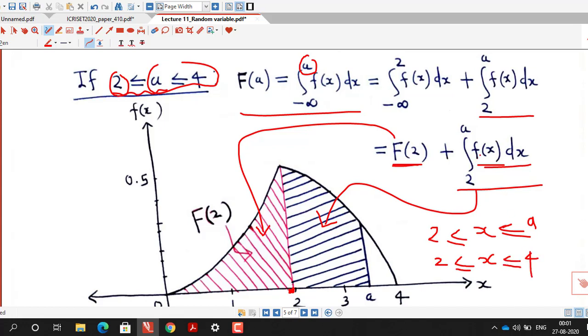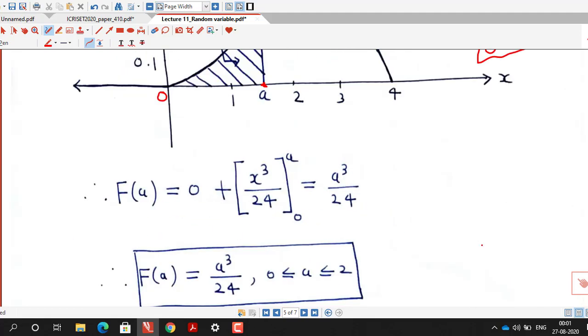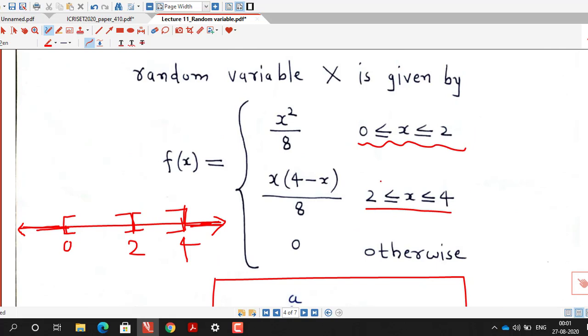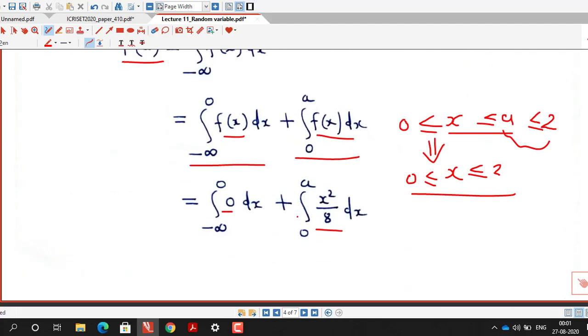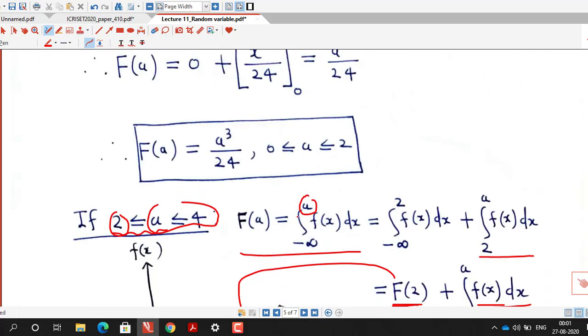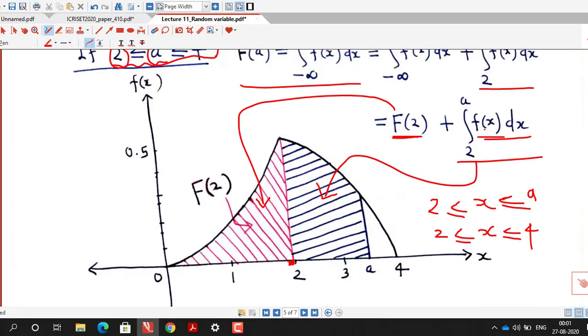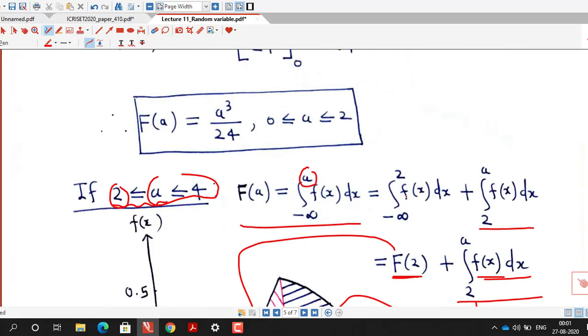So if x is between 2 and 4, f(x) is x into 4 minus x by 8. In that part, because x is between 2 and 4, we will put f(x) equal to x into x minus 4 by 8. Now what is F of 2? So F of 2 we will obtain from this.